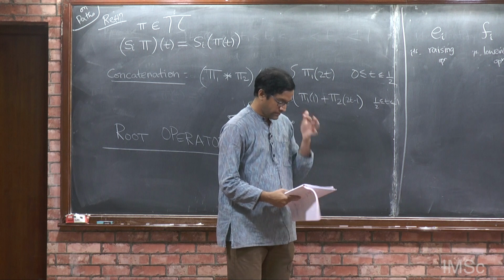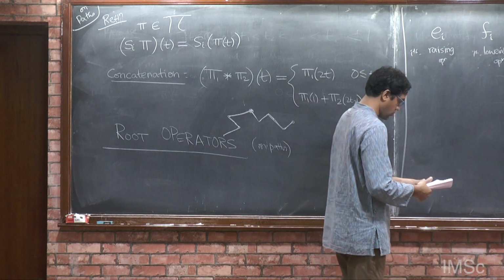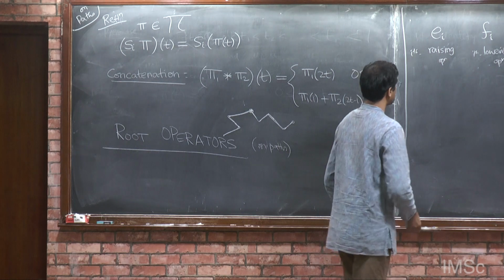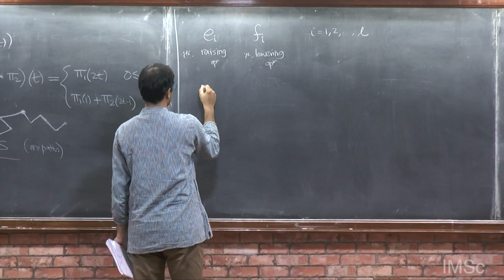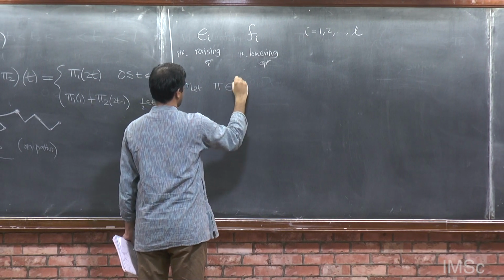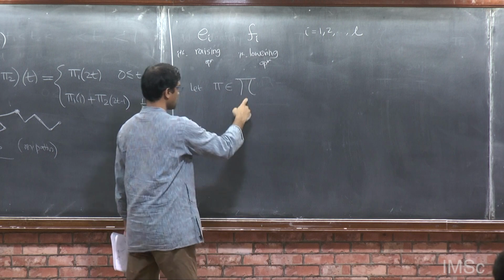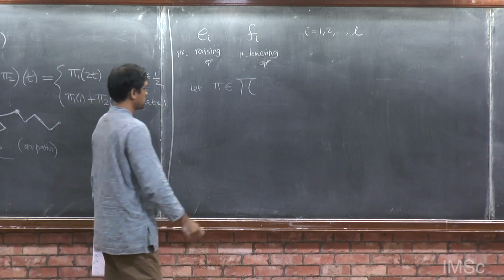Okay. So I have these guys. Now they act on paths. So how do we, so let's define one of them first. Let's start with E_i on a path. So let pi be a path. Let pi be a path starting at the origin, piecewise linear. Okay. Take such a path.